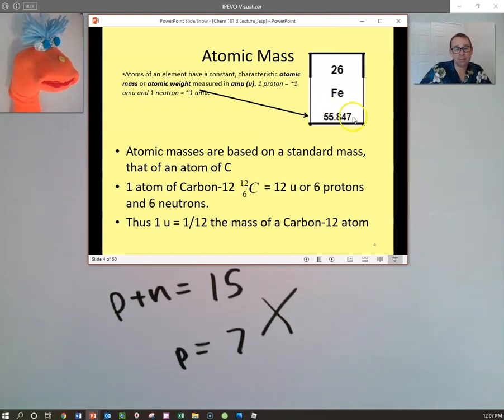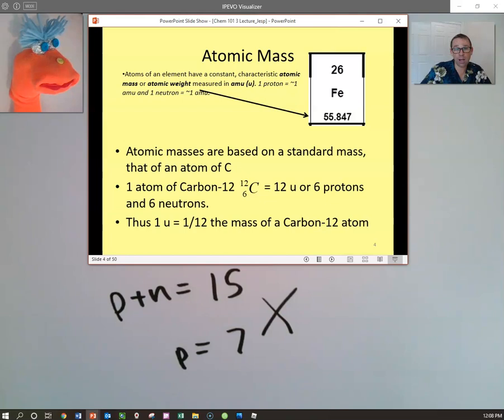Now, on the periodic table itself, below the number, and not all periodic tables are organized exactly the same way, and they don't need to be, the number that is not a whole number, 55.847, for example, is the average mass of an atom of iron. The average mass, because all the different iron atoms that are out there could have differing numbers of neutrons in their nucleus.